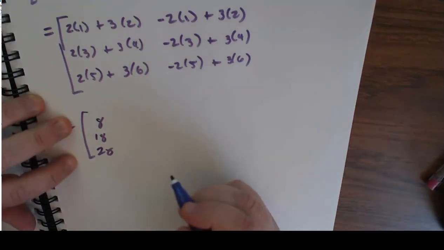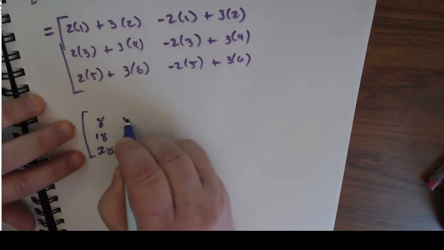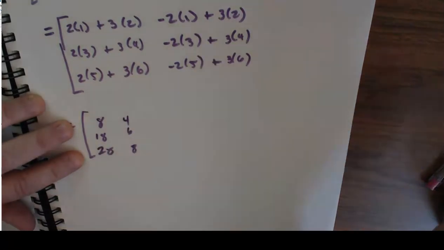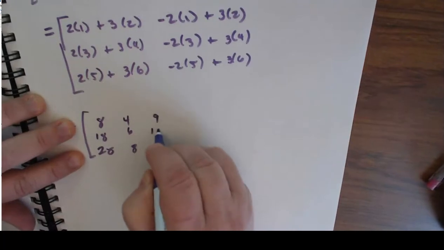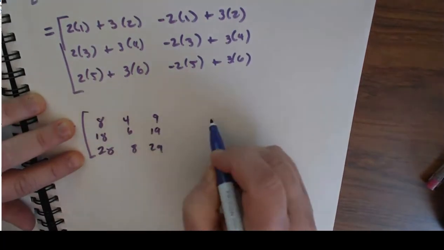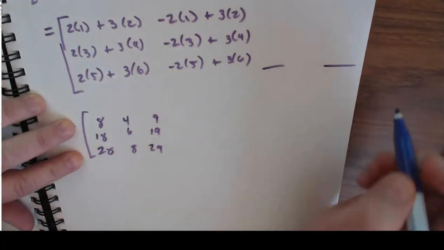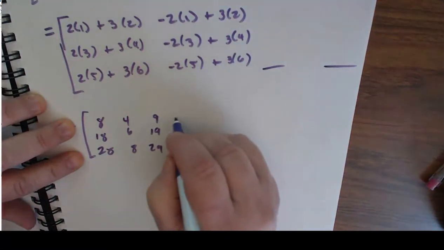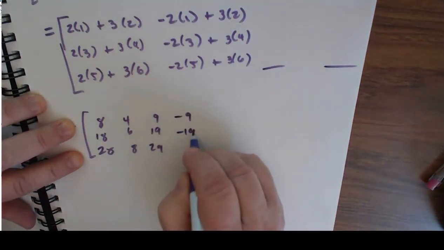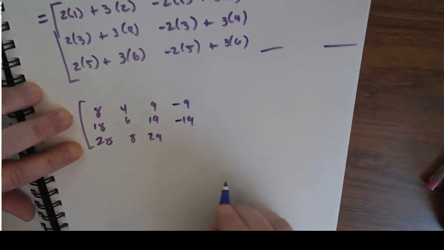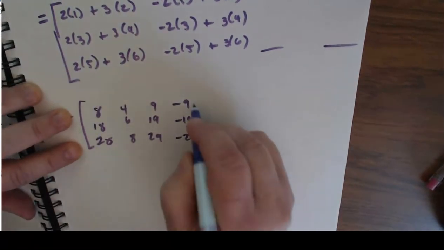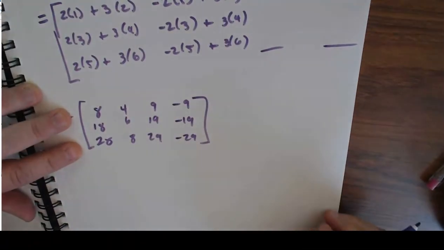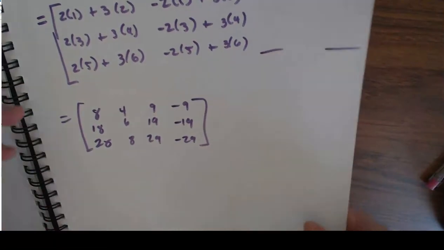And simplify, and we will get 4, 6, 8, 9, 19, 29. These are the two rows, columns I haven't done yet, or didn't do on camera. 9, negative 19, and negative 29. Okay. Let me try a smaller one that's not quite so big and gross.